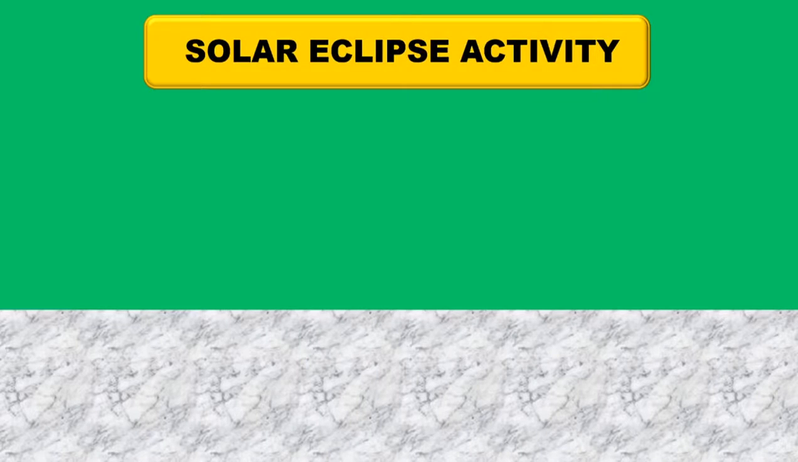Now students, in your textbook, we have an activity based on solar eclipse. So let's try to perform the activity. Take a ball of clay or mud and keep it at the center of a table. Fix a pencil vertically in the clay ball in such a way that its sharp end points upwards. Fix a small plastic or sponge ball on the sharp end of the pencil.